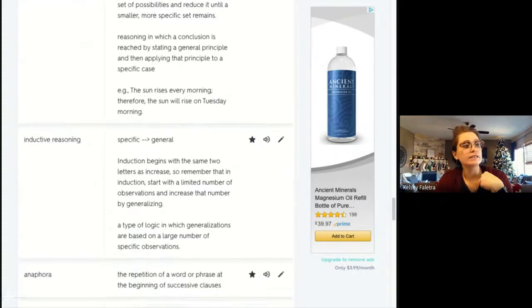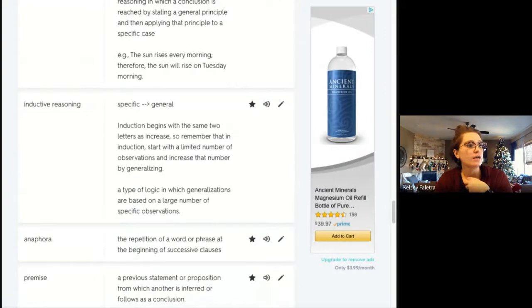And inductive begins with the same letters as increase. So you start with the tiny little nitty-gritty and you branch out and make it bigger. You increase it into the general. Okay. So there are those two.